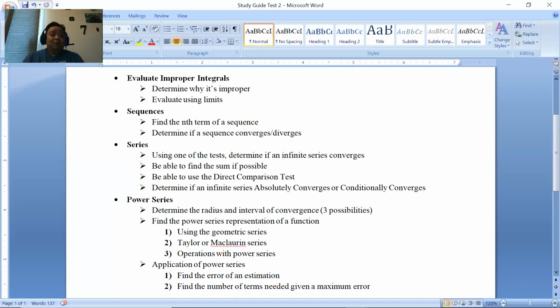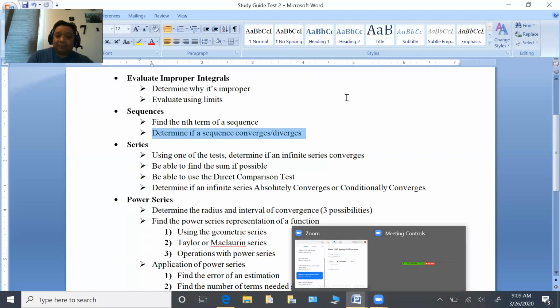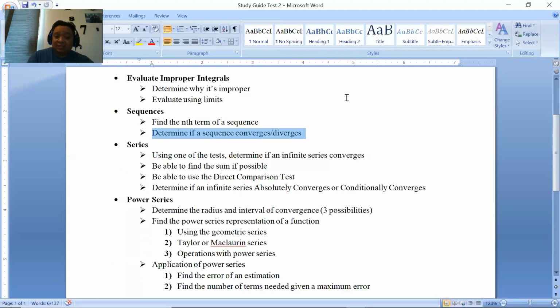Okay, and then we move on to essentially what chapter 10 was all about. And so the first thing on chapter 10 was sequences. So given a sequence, make sure you know how to find the nth term of a sequence, right? So finding the formula for your sequence. And then more importantly, make sure you're able to determine if a sequence converges or diverges, right? So for this one, just simply take the limit as n goes to infinity. And if the limit exists, then your sequence is gonna converge.